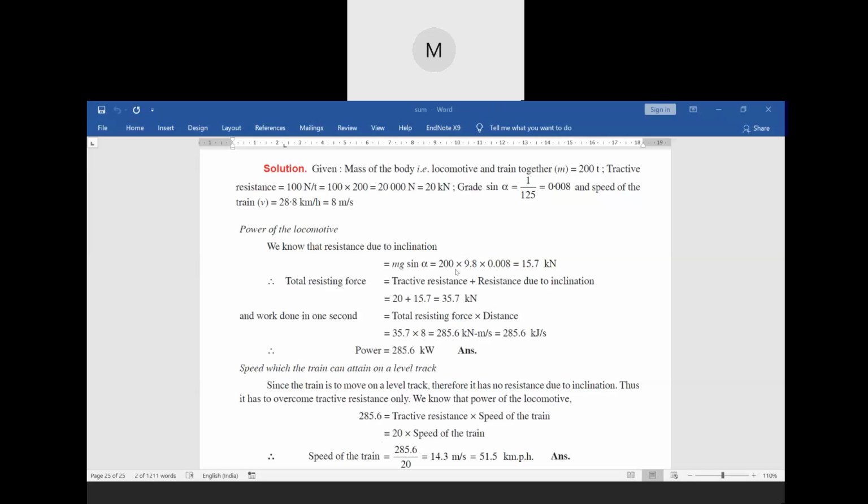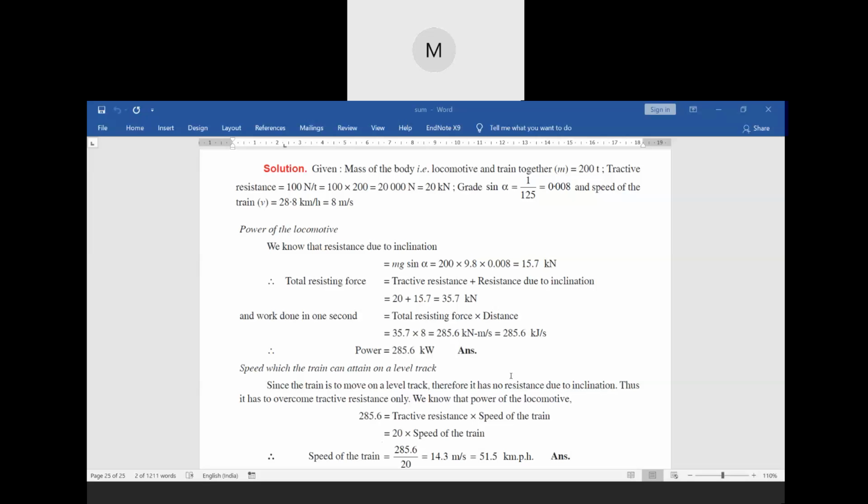So this is how you have to write it; in newtons you are just reducing the steps. It is 200 into 10 to the power 3 into 9.8 into 0.008, and then it comes in newtons. Since it is only 200, meaning we are using the ton term, we write it in kilonewton. That's it.